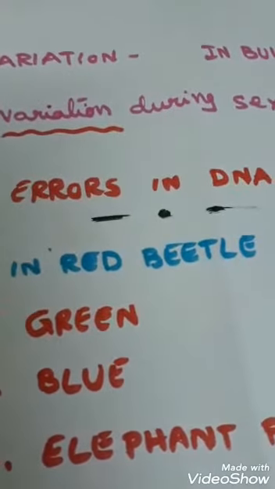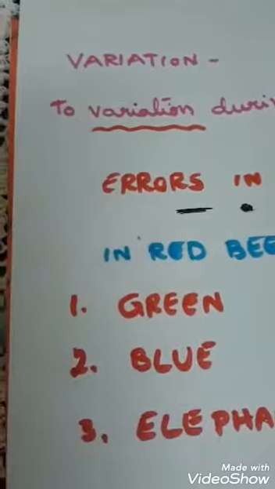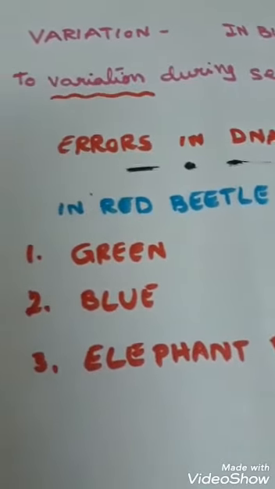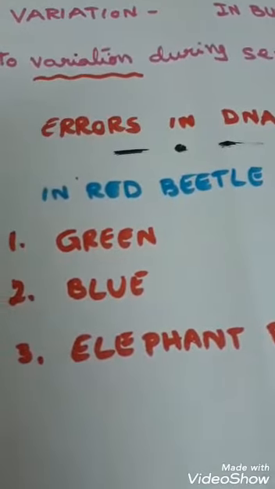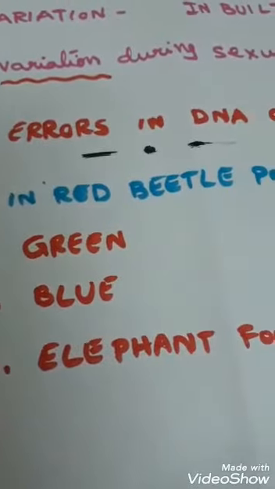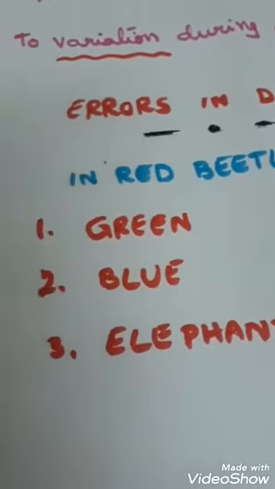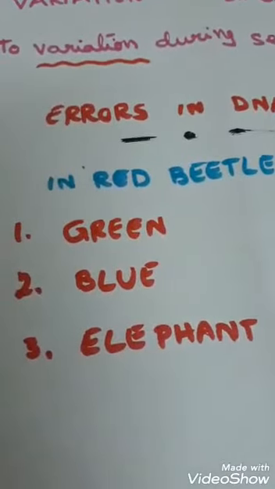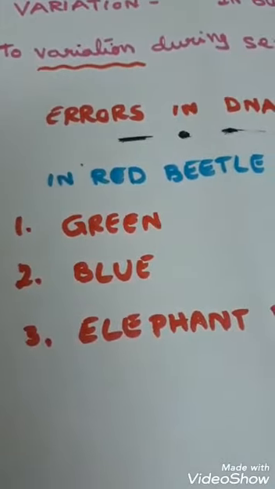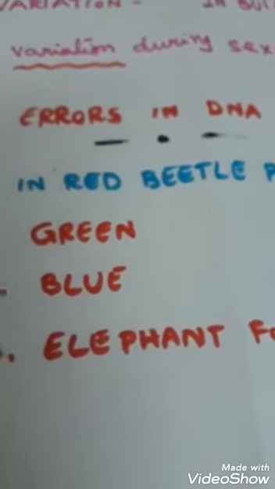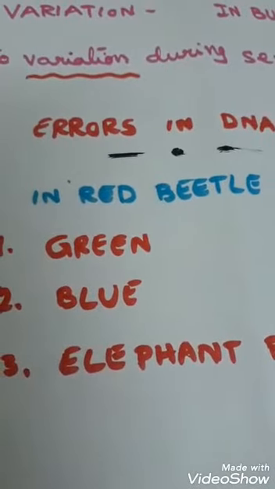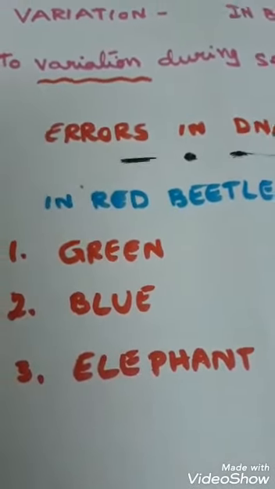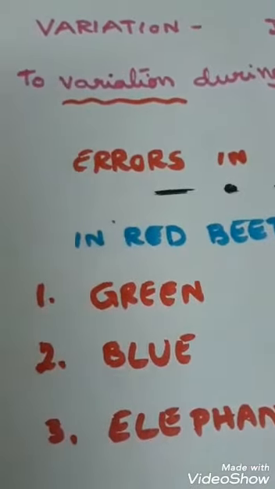I am not going to define evolution and make the concept complicated. It will be very interesting if you just pay attention. Little attention is required. Okay, here I am going to discuss three situations: how green beetles developed, how blue beetles developed, and how an elephant's foot acted on this beetle population. So, this we are going to discuss.